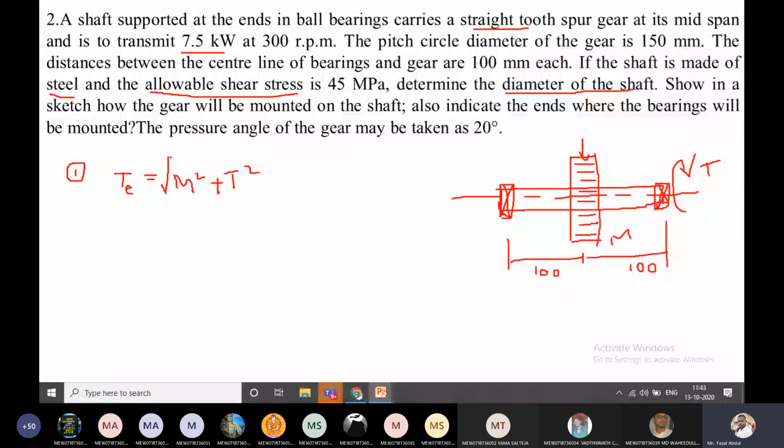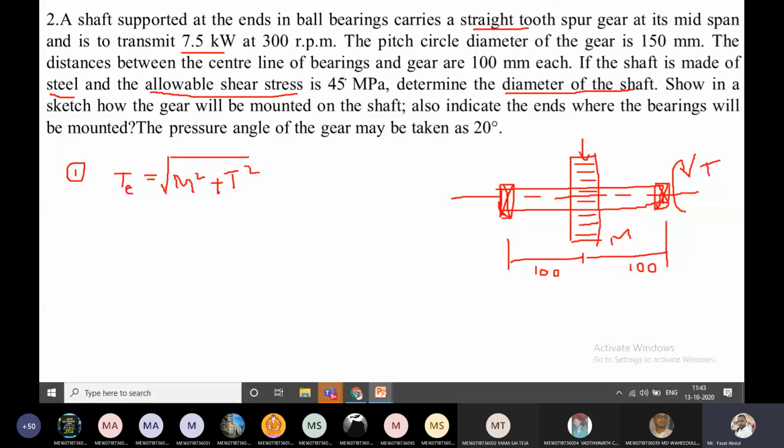So here M is the bending moment. Is the bending moment given in the question? It is not appearing in the question; we need to solve for it additionally. Is the torque value given in the question? The torque value is also not given in the question. So both the M value and the T value we need to calculate.